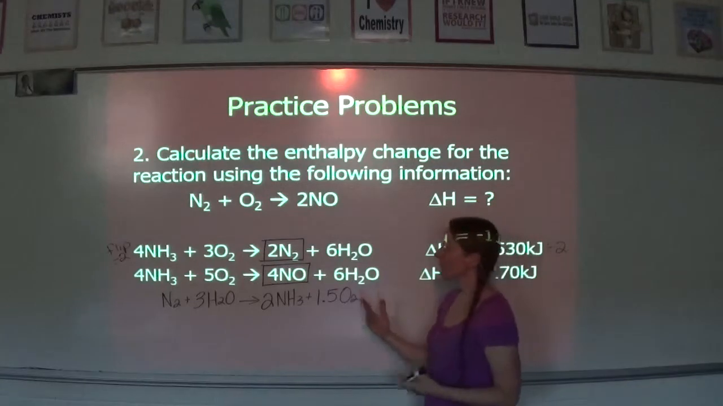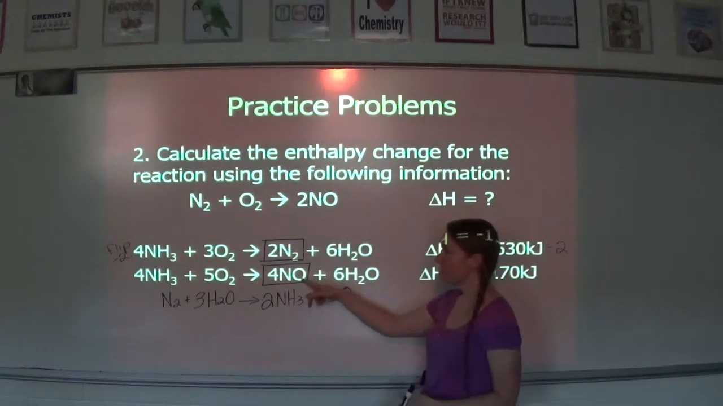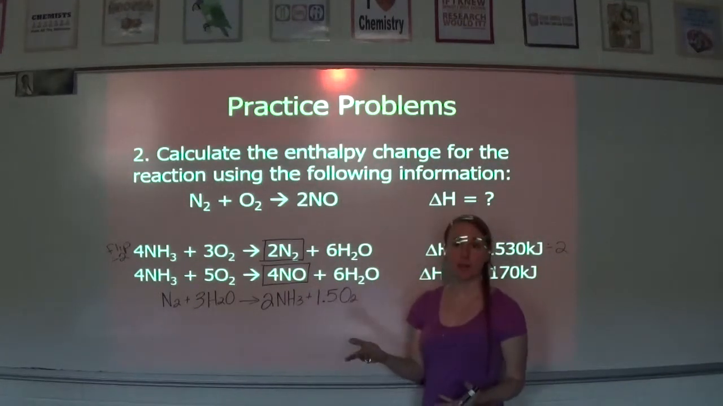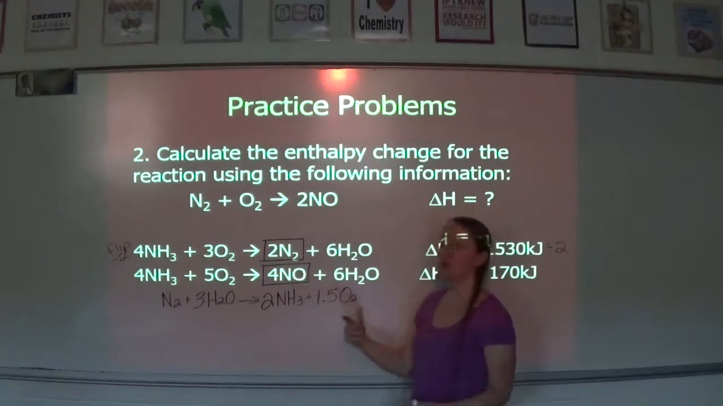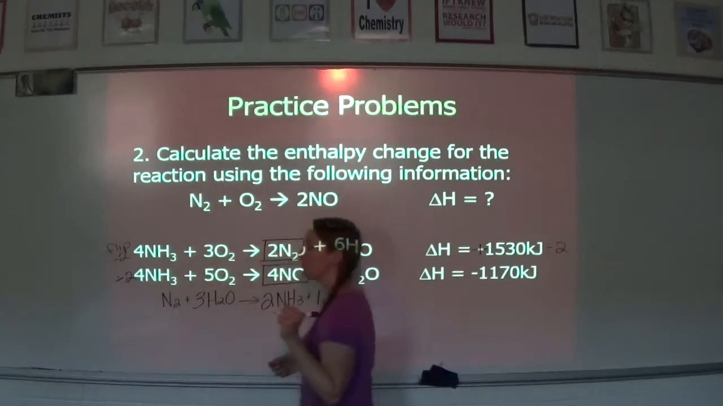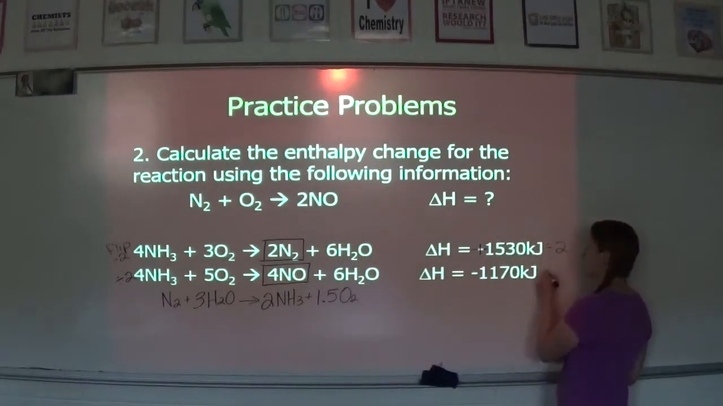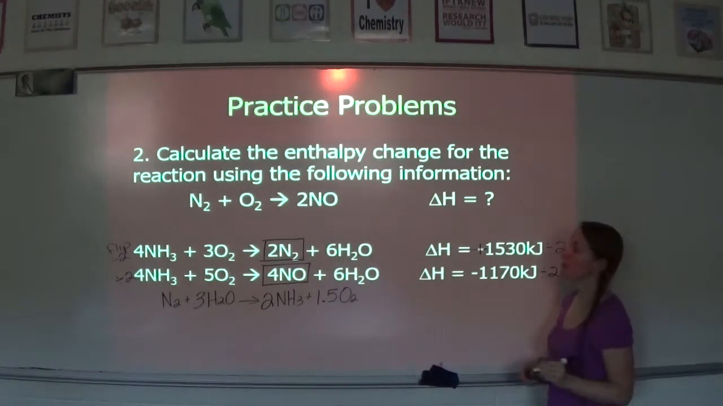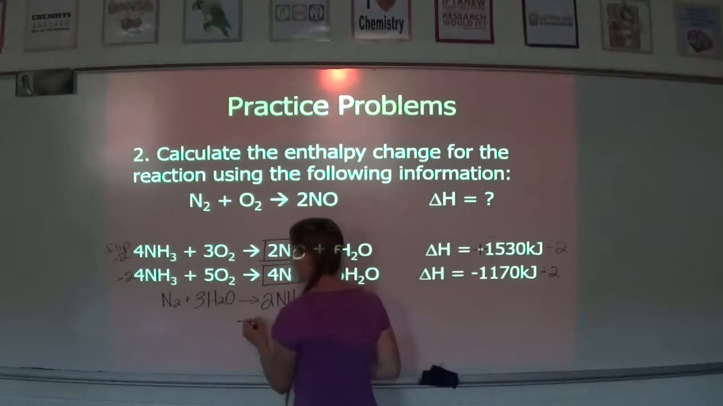Alright, so let's look at our second reaction. We have 4 NOs as a product. I want 2 NOs as a product. So it's on the correct side, but we just have too many. Remember, we can't subtract, we have to divide. So I'm also going to divide this one by 2. If I divide the reaction by 2, I'm going to divide delta H by 2 also. But we're not going to flip this time.